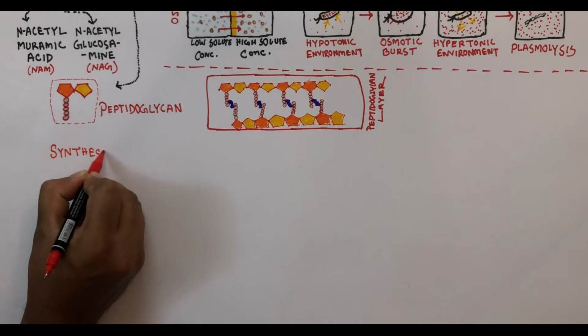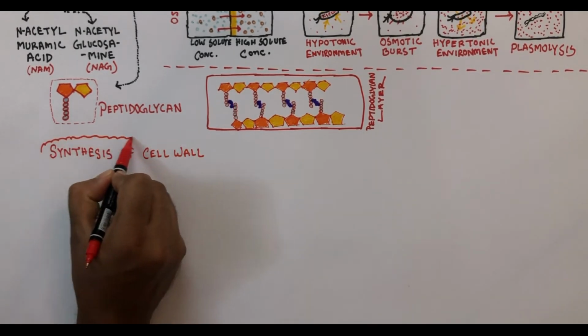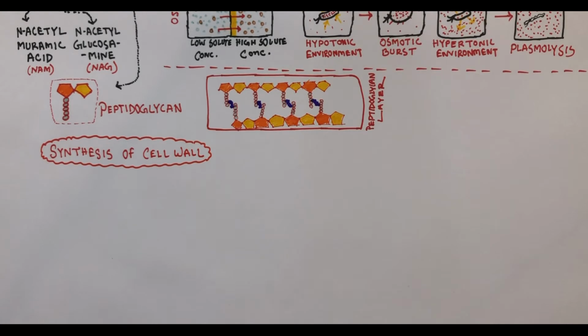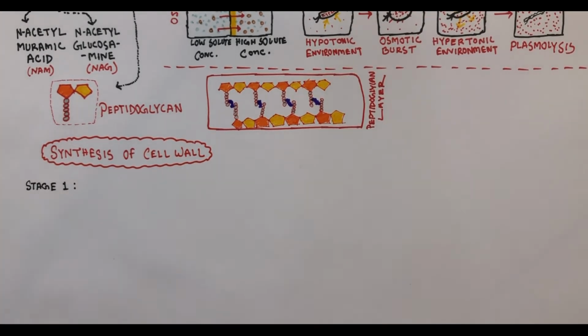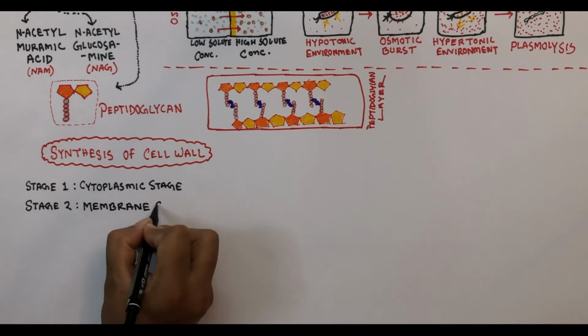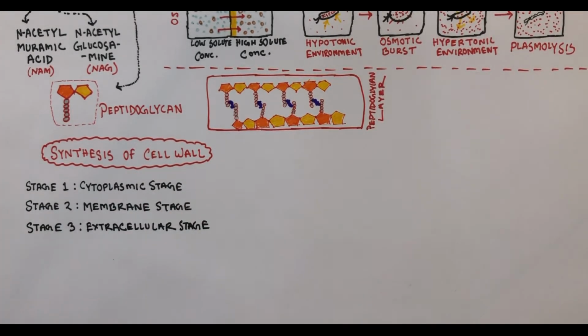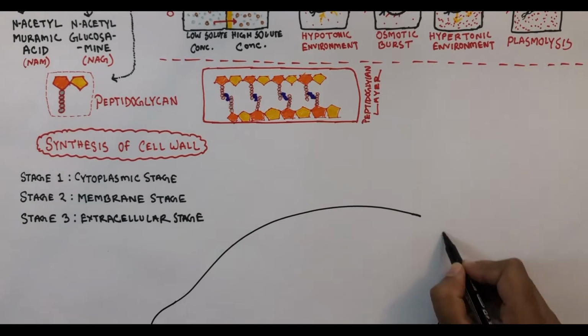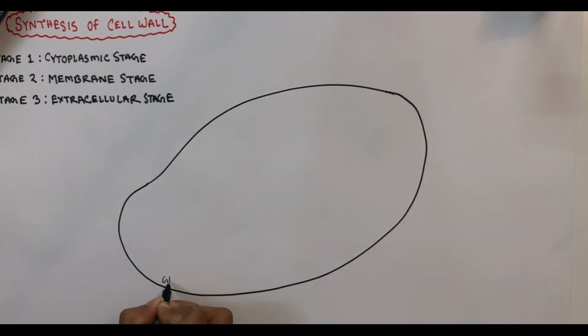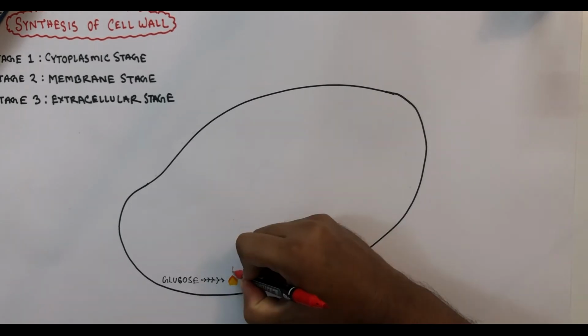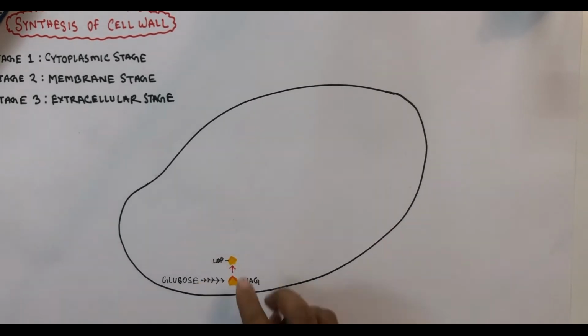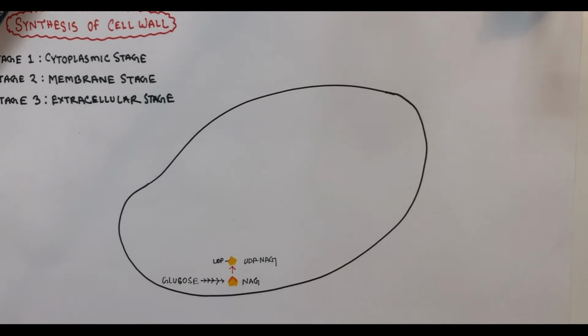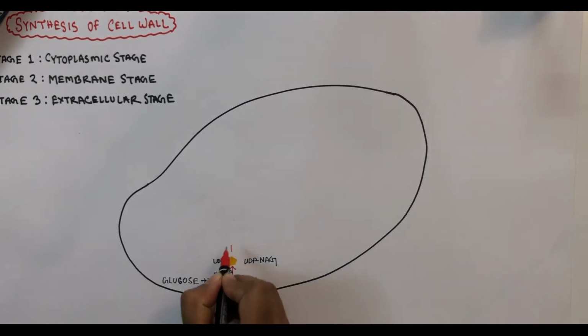Synthesis of the cell wall consists of basically three stages: the cytoplasmic stage, the membrane stage, and the extracellular stage. In stage 1, inside the cytoplasm, the building blocks of peptidoglycans are produced. The NAG skeleton is produced inside the bacteria from glucose molecules by multiple steps. NAG is then converted into UDP-NAG. Here one UTP, that is uridine triphosphate, is utilized and UDP is attached to NAG.